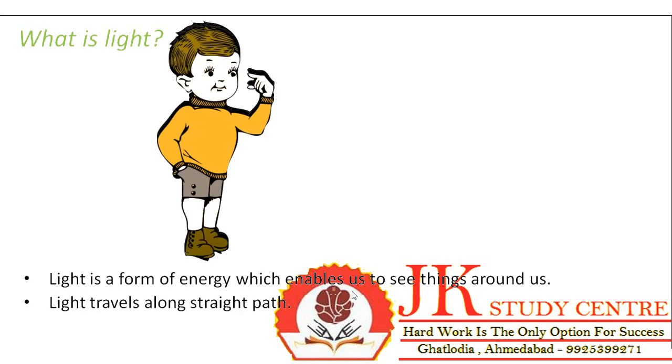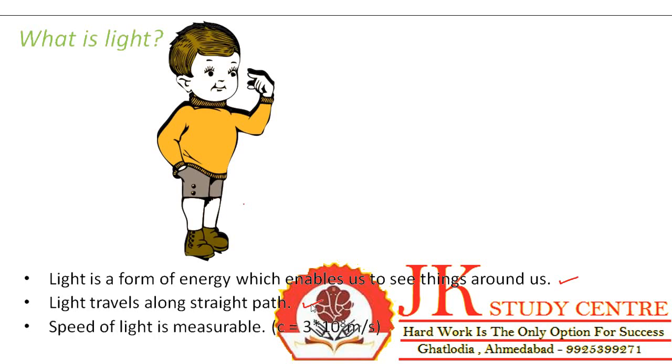Light travels along a straight path. These are some of the things which you already know from your junior classes. It is always said that light always travels along a straight path, it doesn't bend. Why was it assumed like that? Because in earlier days scientists had performed certain experiments and they found that light will never bend around the corners. They always travel along a straight path.